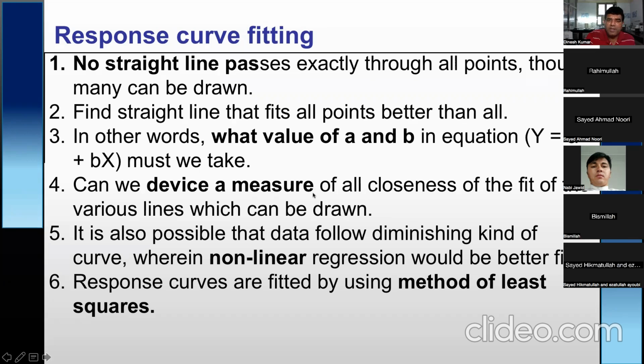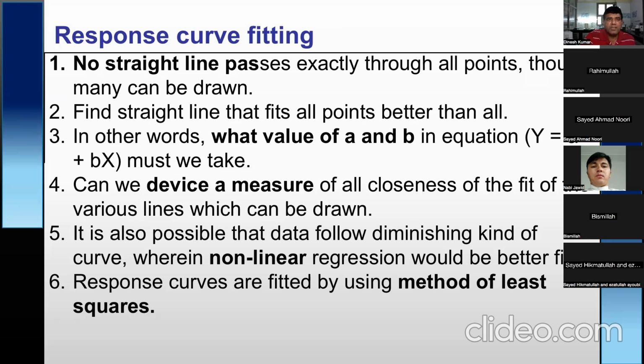Can we devise a measure of the closeness of the fit of the various lines which can be drawn? It is also possible that data follow a diminishing kind of curve, whenever non-linear regression would be a better fit. So it is not always desirable to fit a linear line. Sometimes our data may be suitable for a quadratic or some polynomial kind of relationship.